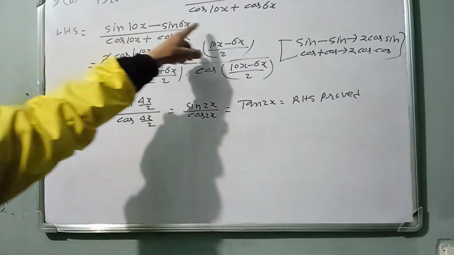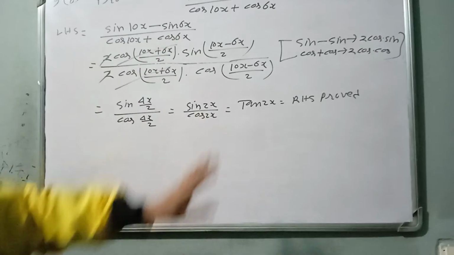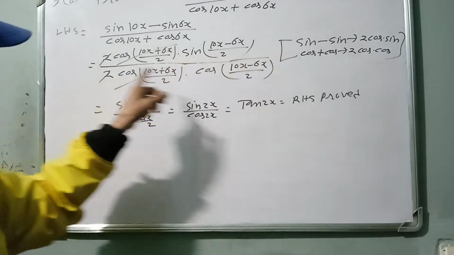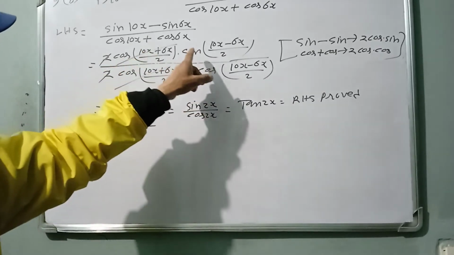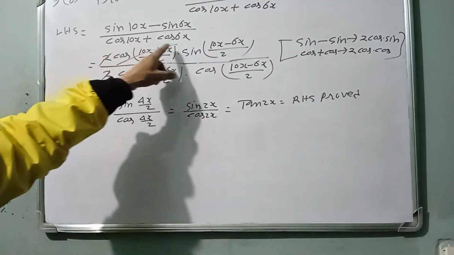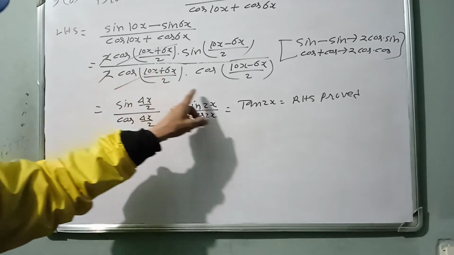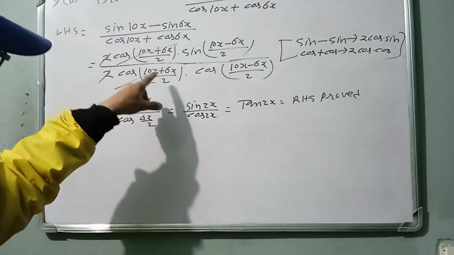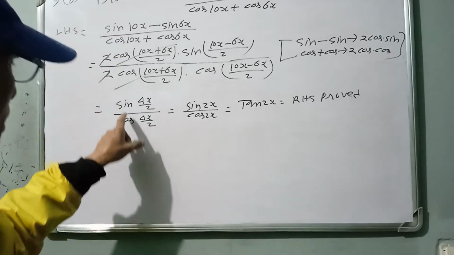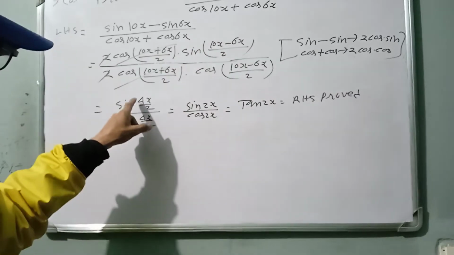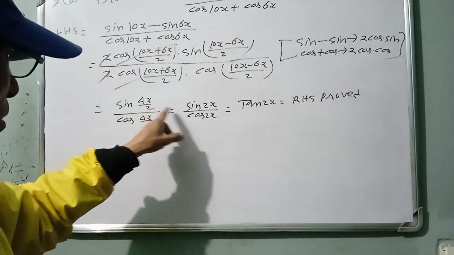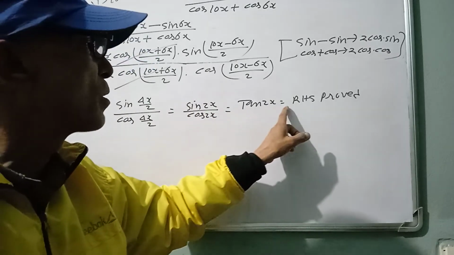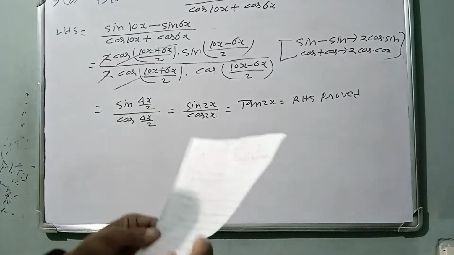Left side: sin 10x minus sin 6x by cos 10x plus cos 6x. Sin minus sin, 2 cos sin: 2 cos A plus B by 2, sin A minus B by 2. Cos A plus cos B, 2 cos A plus B by 2 into cos A minus B by 2. Cancel like terms in numerator and denominator. Sin 10 minus 4x by 2, cos 4x by 2. Equal sin 2x by cos 2x. Sin by cos is tan 2x. RHS proved.